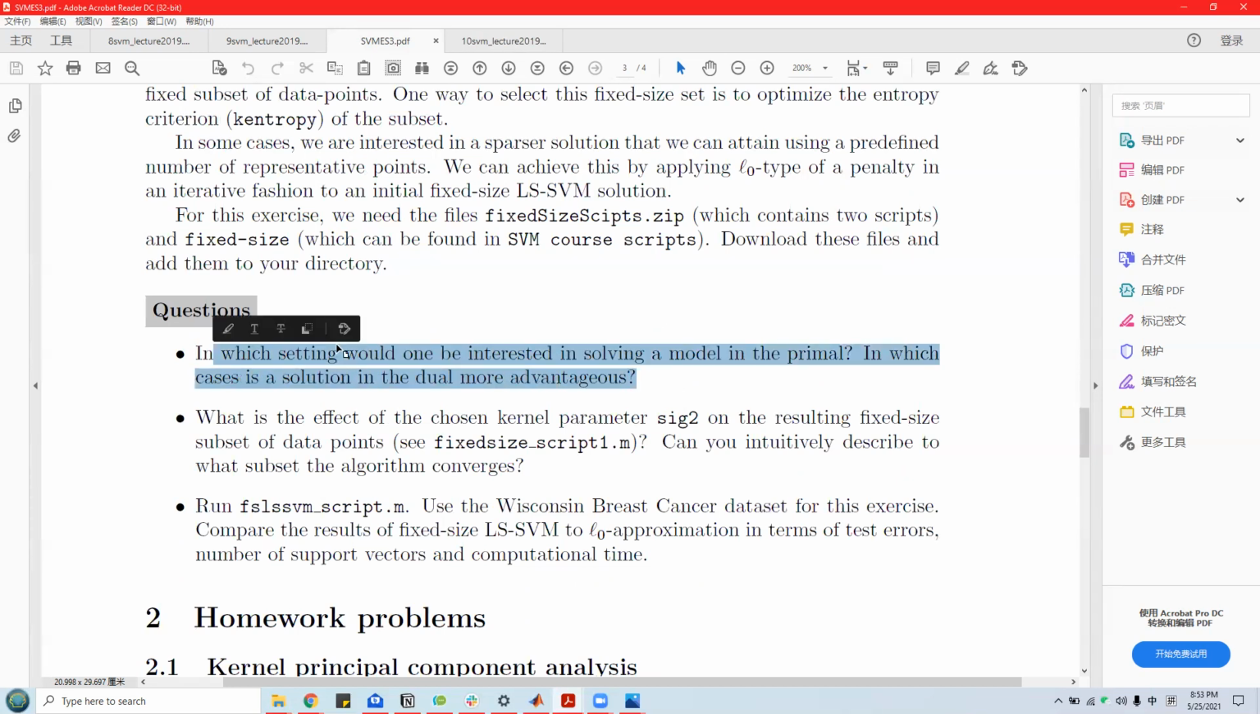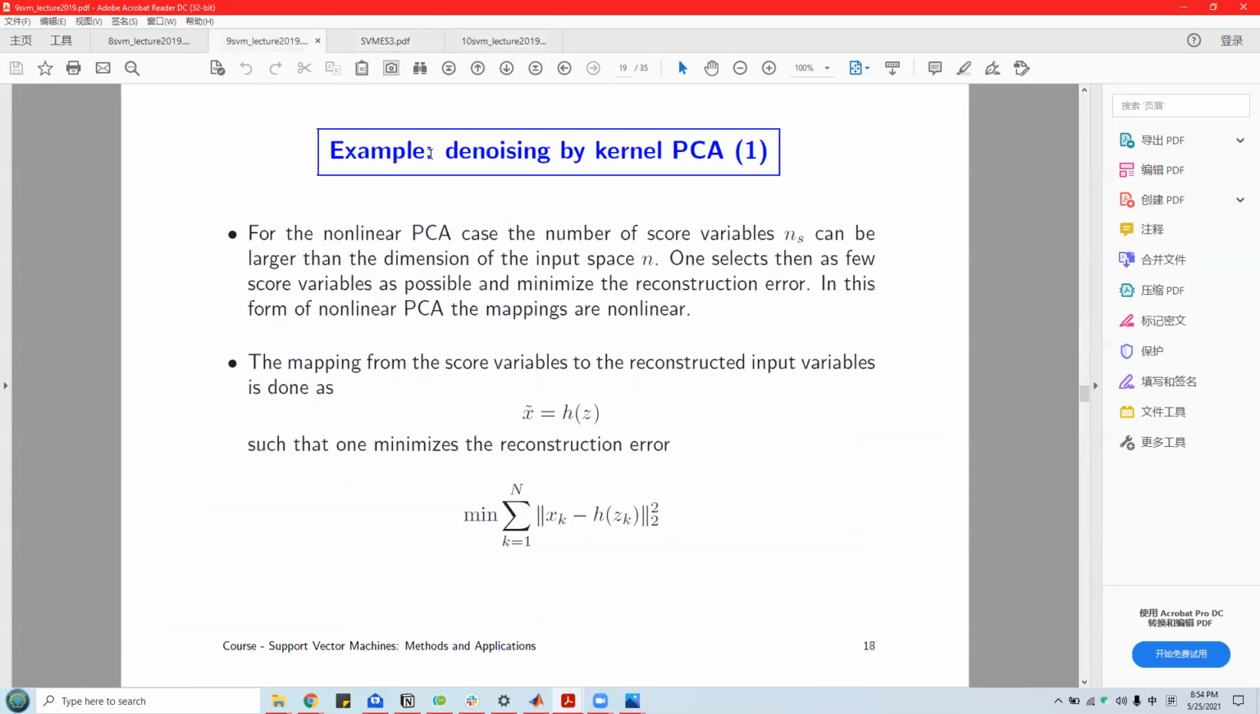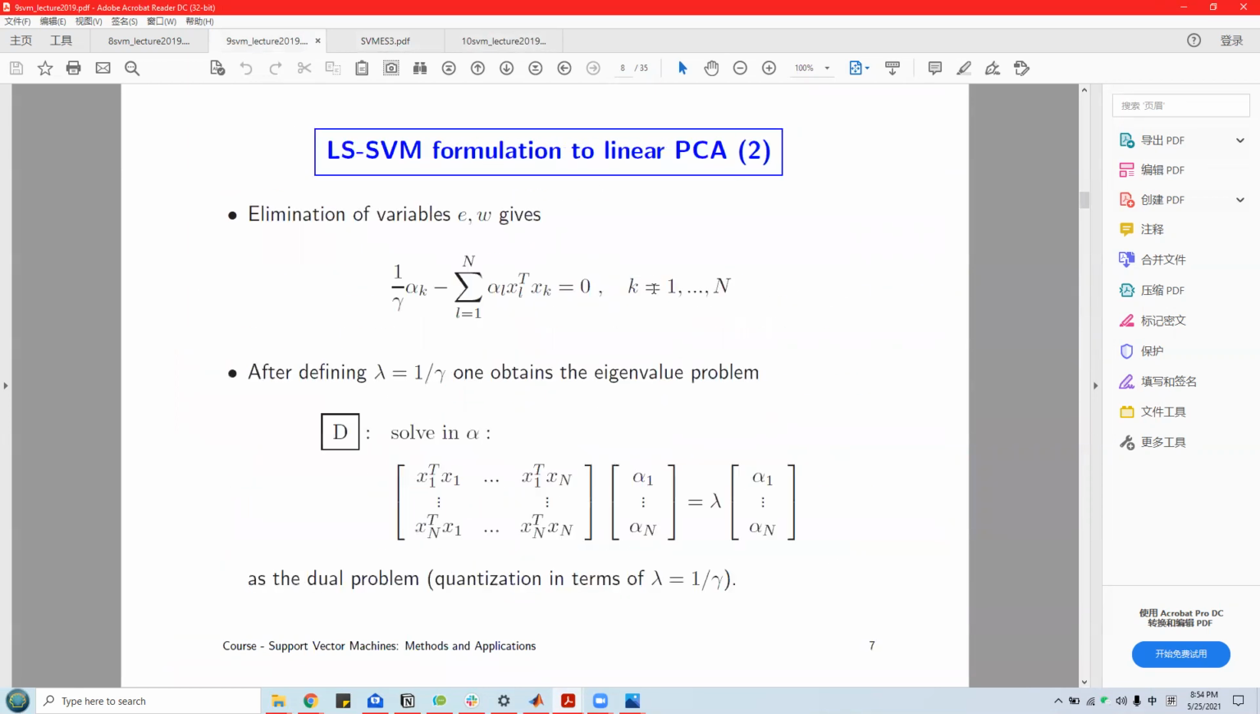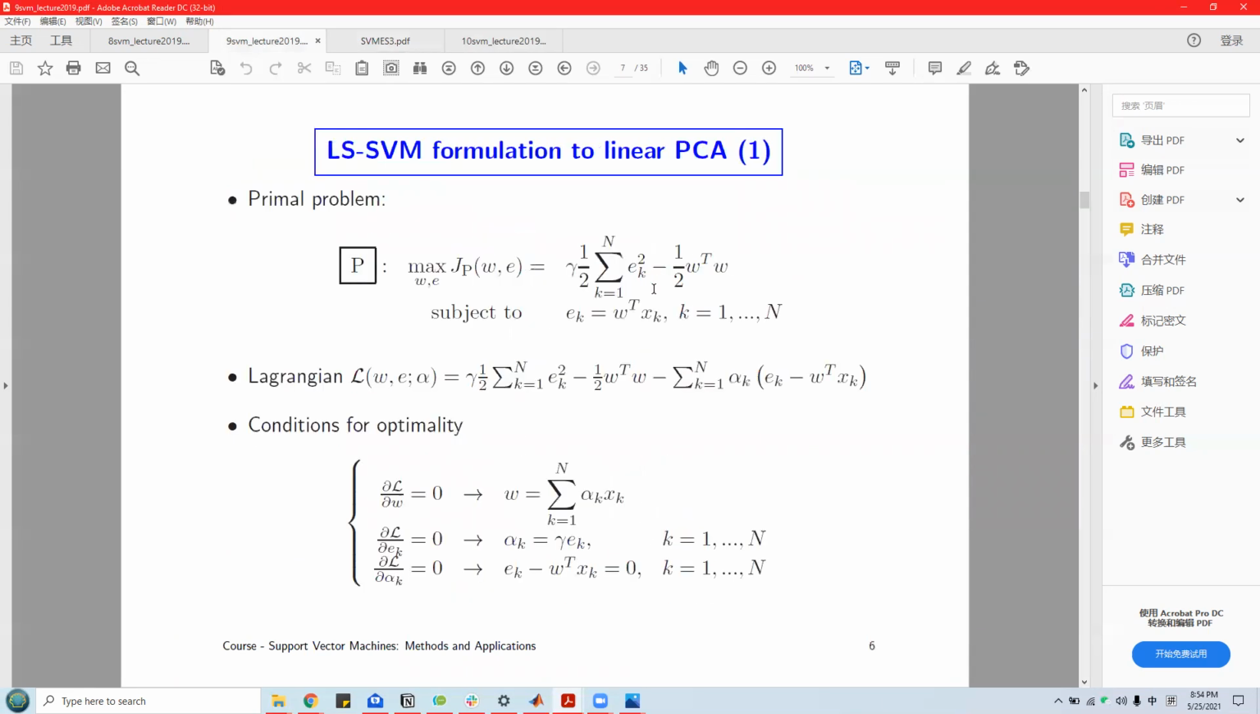So the first question is a very theoretical one. When do you want to solve the problem in the primal or in the dual? You need to discuss which one. It's actually very clearly discussed in the lecture, and also in the lecture slides as well.